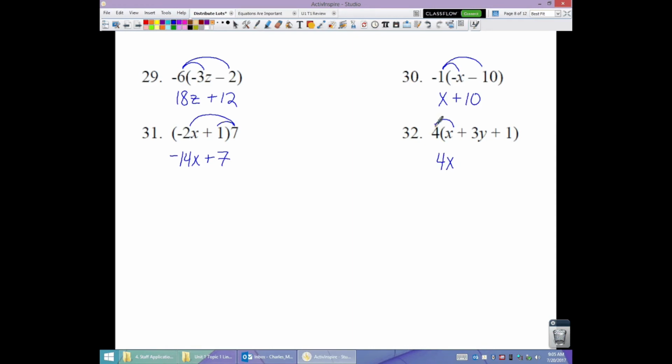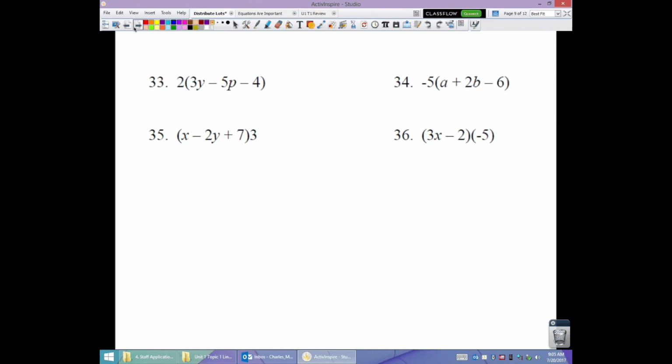4x, 12y, and 4, all positive. 6y minus 10p minus 8. Negative 5a, negative 10b, and positive 30.